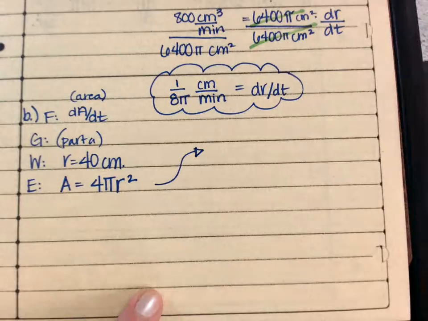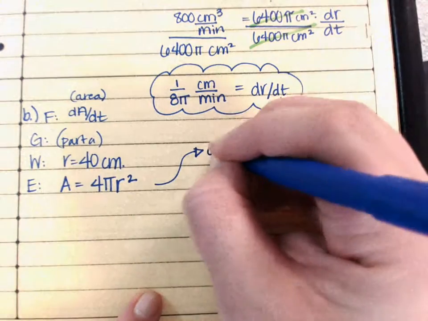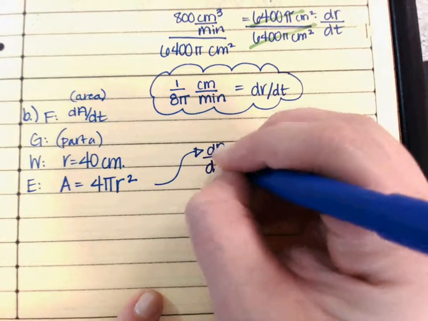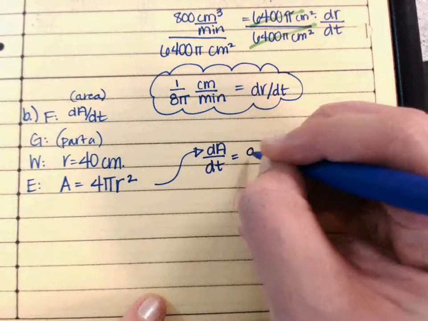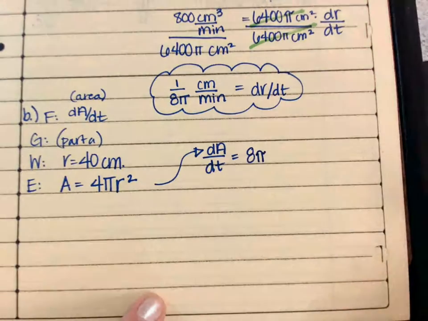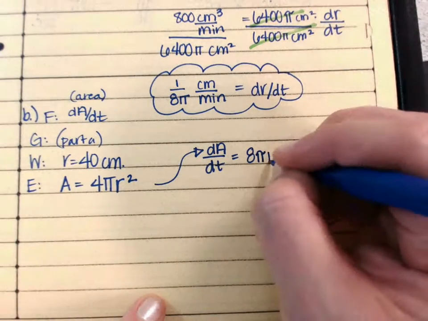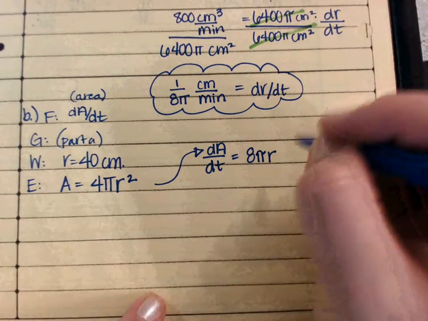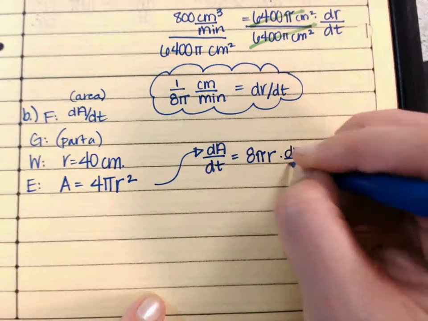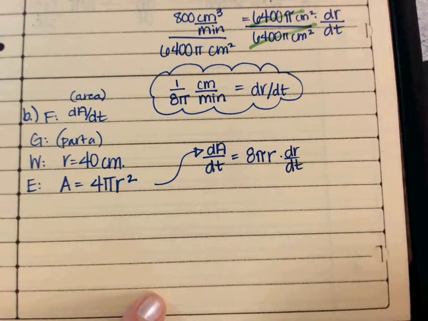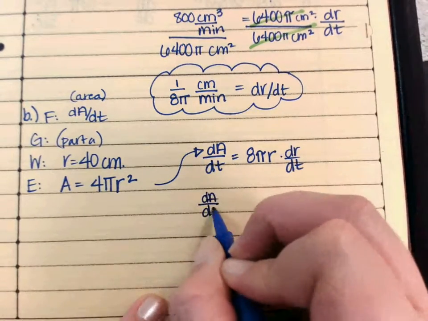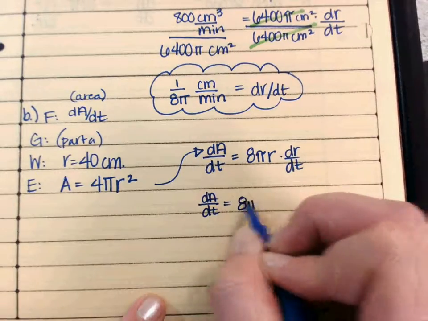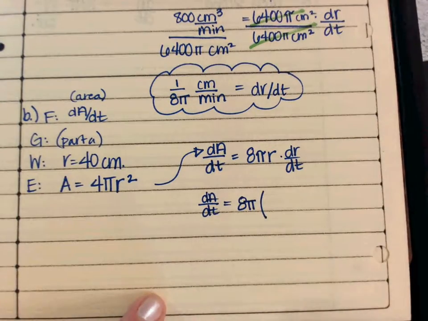So what's the derivative of A? dA/dt, right? Then on the other side, my 2 is going to multiply down on my 4 pi. Now it's an 8 pi. R was squared, now it's an r to the 1. Then times dr/dt. Okay, from here, dA/dt, I'm going to leave it alone because I want to know that, but I don't have it. On the other side, I have 8 pi. What is my r?